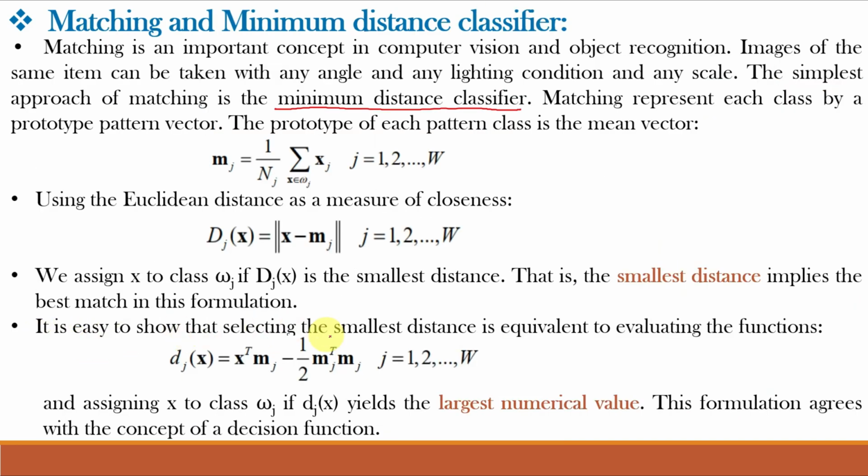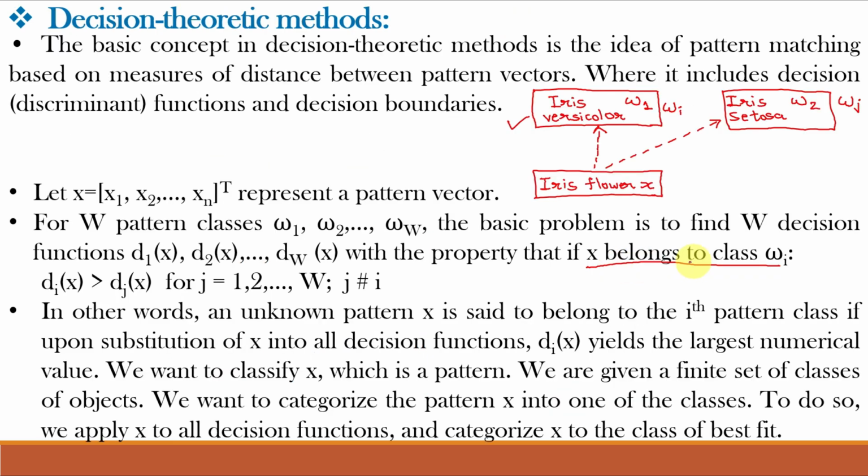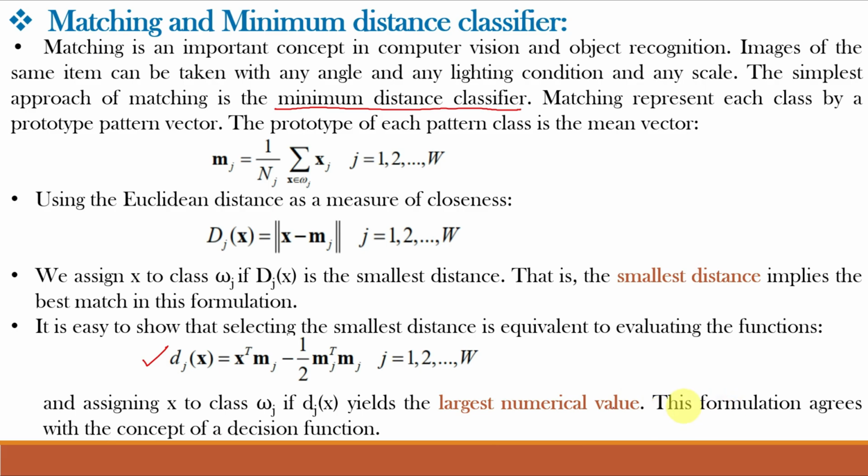It is easy to show that selecting the smallest distance is equivalent to evaluating the function given by this equation and assigning x to class wj if dj of x yields the largest numerical value, as we just understood earlier. If x belongs to class wi, di of x is greater than dj of x. So this is based on the largest numerical value, and this formulation agrees with the concept of decision function.